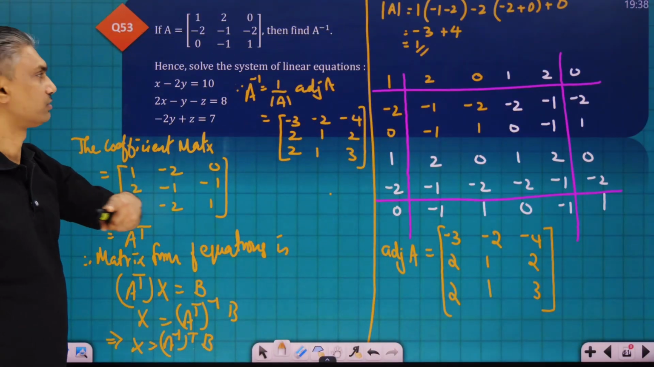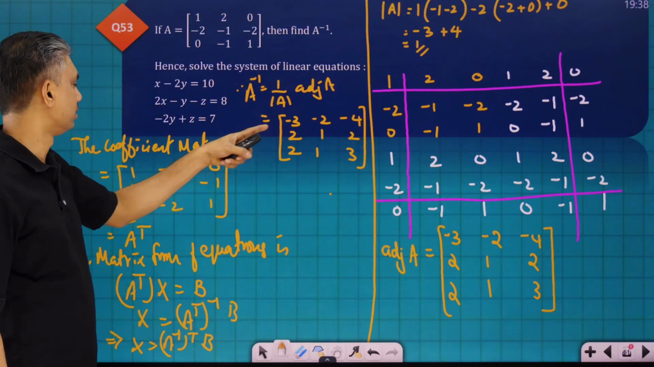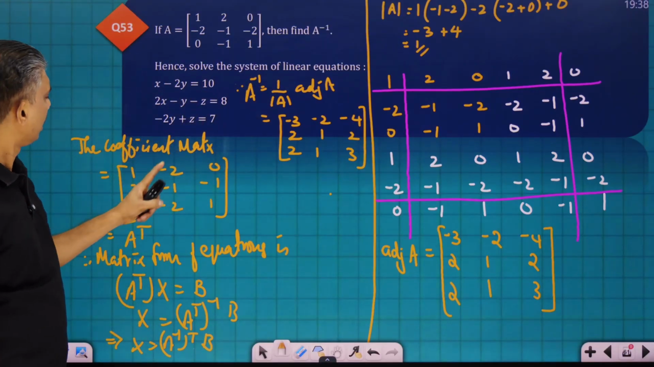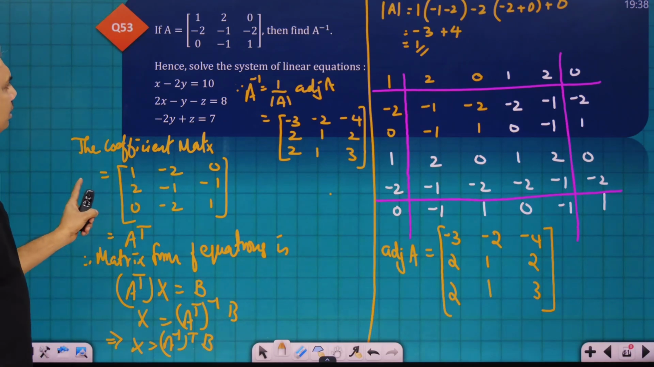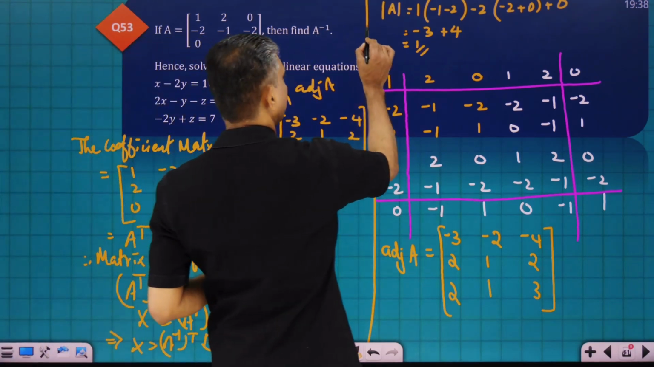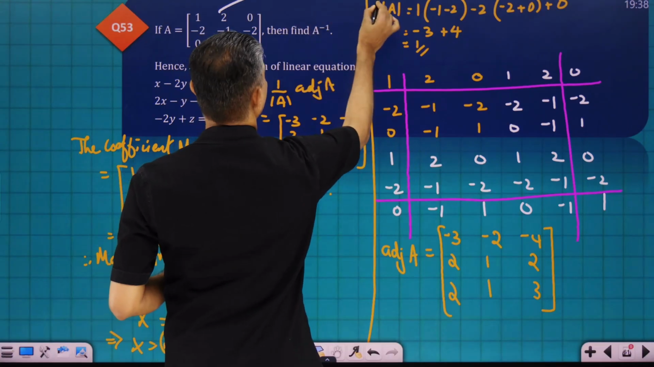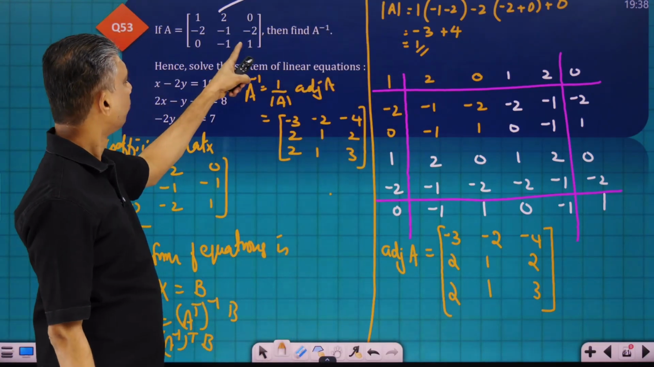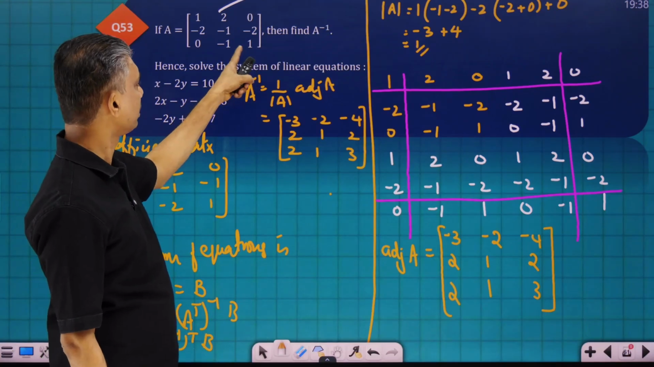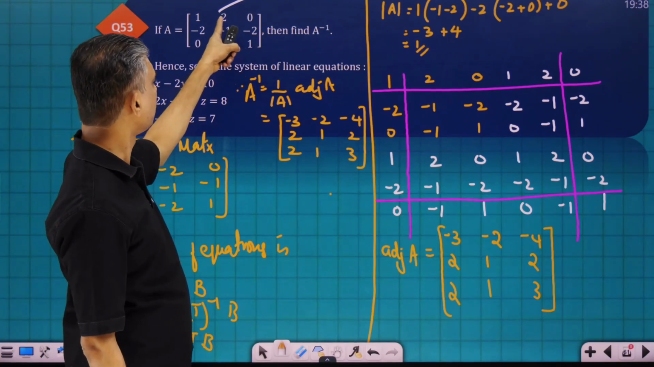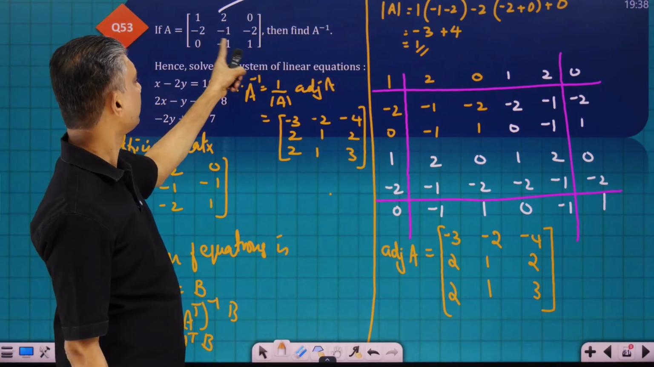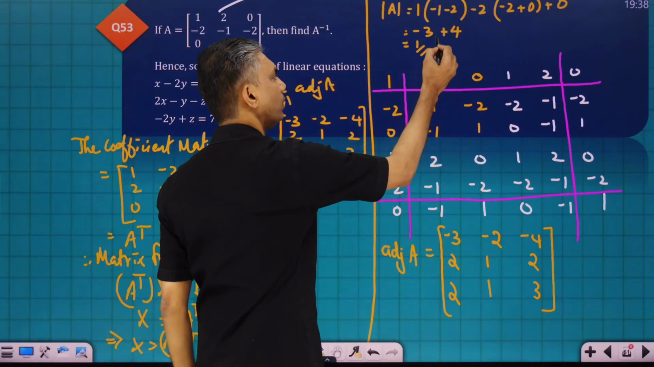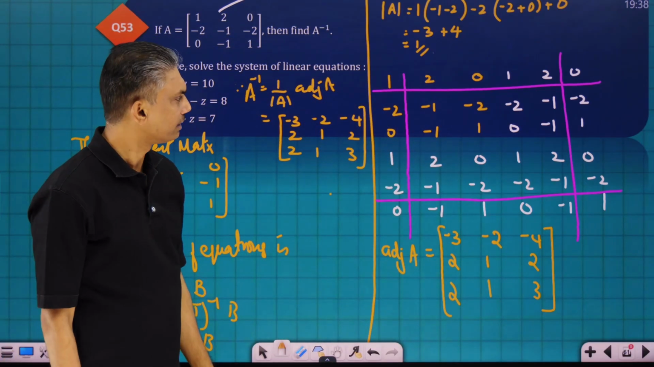Same as the previous question, you are given A, find A inverse. So, very easy. A inverse is equal to, I'm starting from here, this is det A. What is det A? 1 into, minus 1 into 1, that is minus 1, minus 2. Minus 2 into 1, minus 2, minus 0, plus 0. So, the det A is equal to 1.